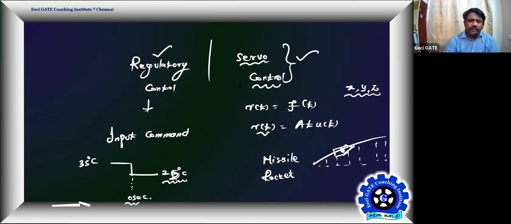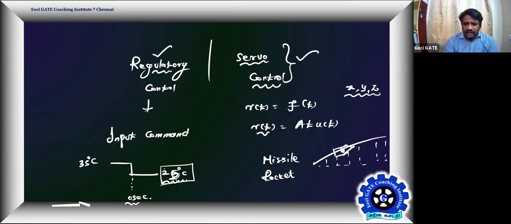Simple point. If the input command remains constant after a finite change like a step input, then what is the system going to do? Once you turn on the air conditioner and feed 25 degrees C, the air conditioner is simply going to regulate your room temperature to 25 degrees C. That's what it means. Why the name regulatory? The job is simply to regulate the room temperature.